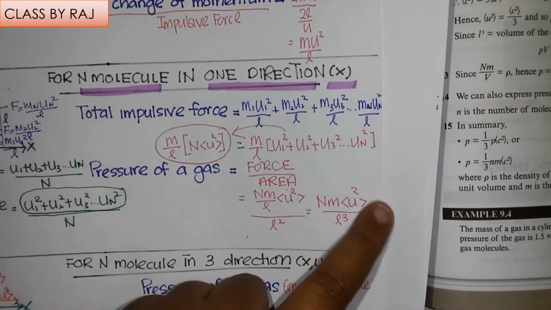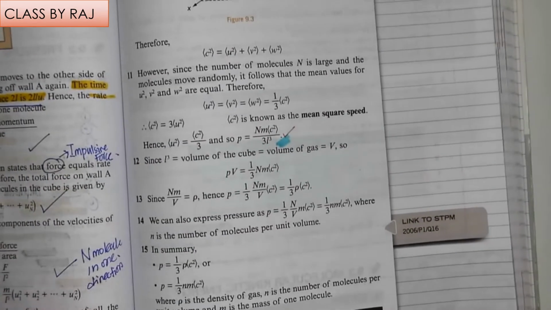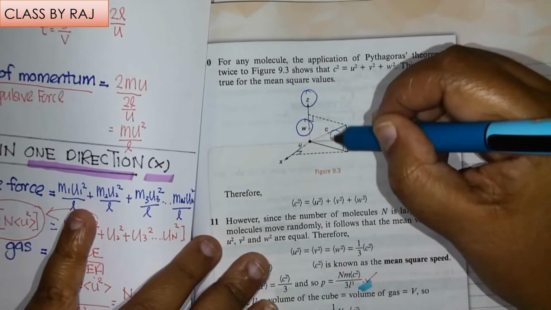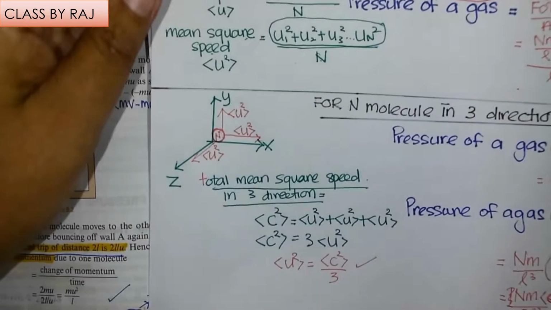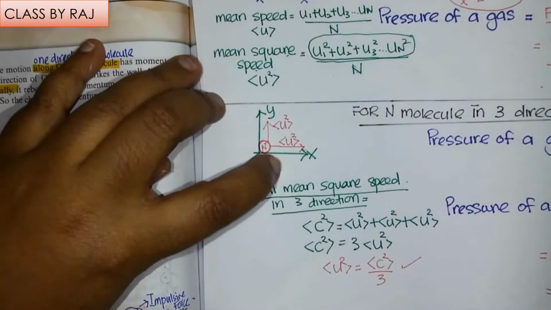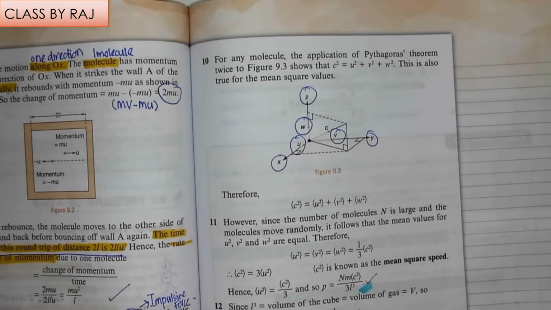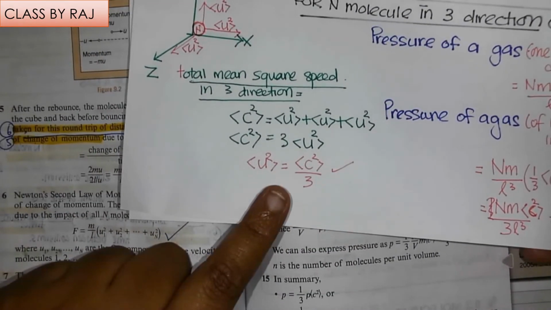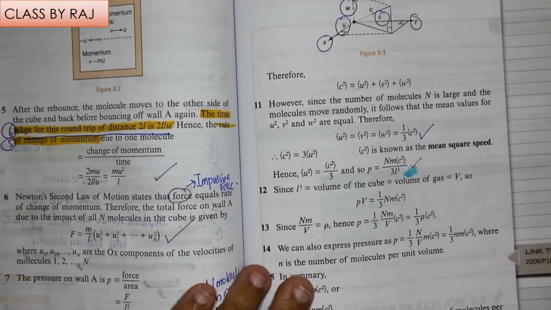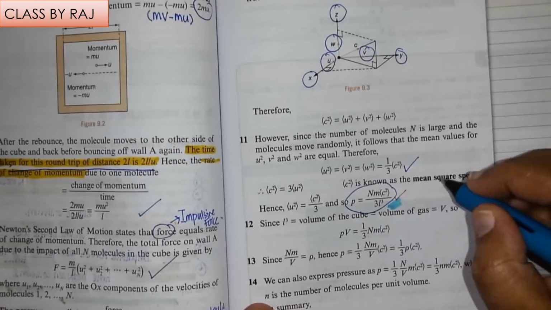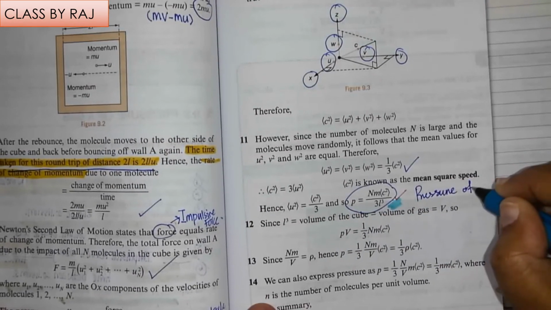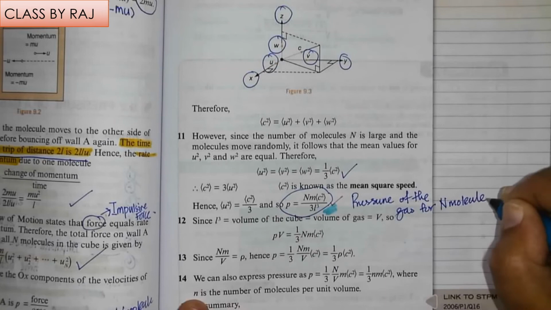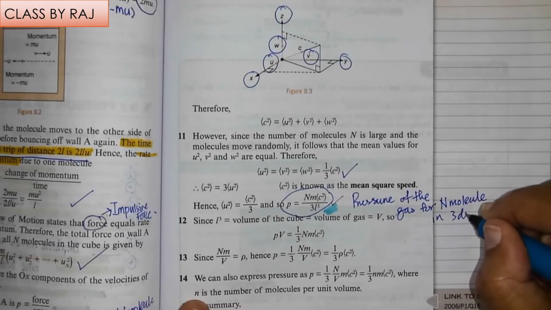Wait, this one is 3 directions. Sorry, this one. Now after that they have done this concept which they choose to label Z with w, Y with v, and X with u. So what I did was I labeled everything with the same mean square speed. Okay, so it's similar, class. So they get the formula 1/3 c squared. So it's something like this. Next, after that they solve the problem. So this will be the pressure of the gas for n molecules in 3 directions.